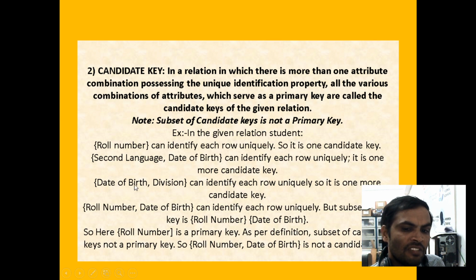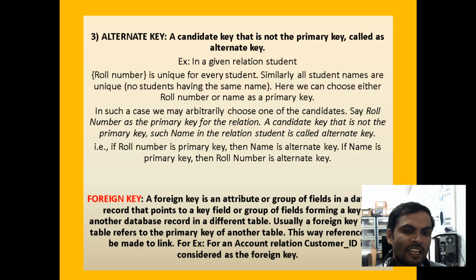Coming to date of birth and division, more than one candidate key will be there. Roll number and date of birth can identify each row uniquely, but it is a superset of the key, roll number. Here roll number is a primary key. As per the definition, a subset of the candidate key is not a primary key, meaning we should not declare it as a primary key. So roll number and date of birth is not a candidate key. We can consider roll number and student name as a candidate key.